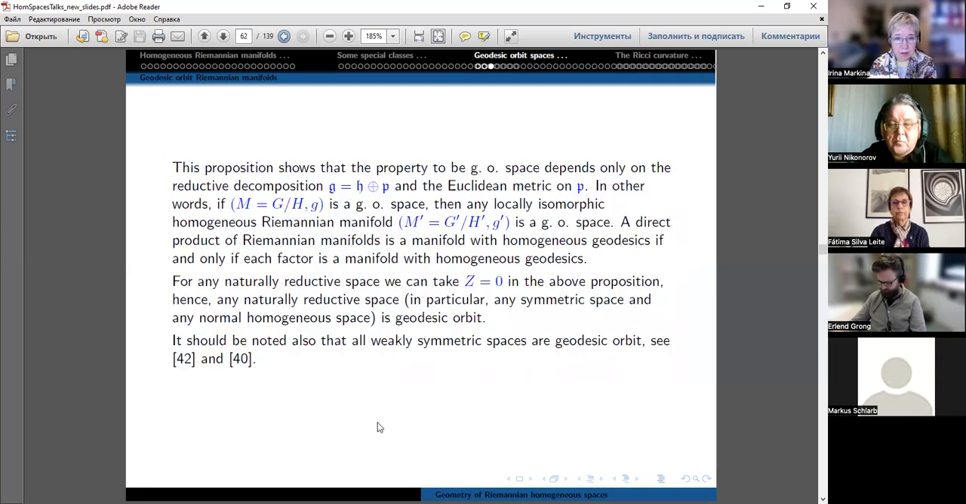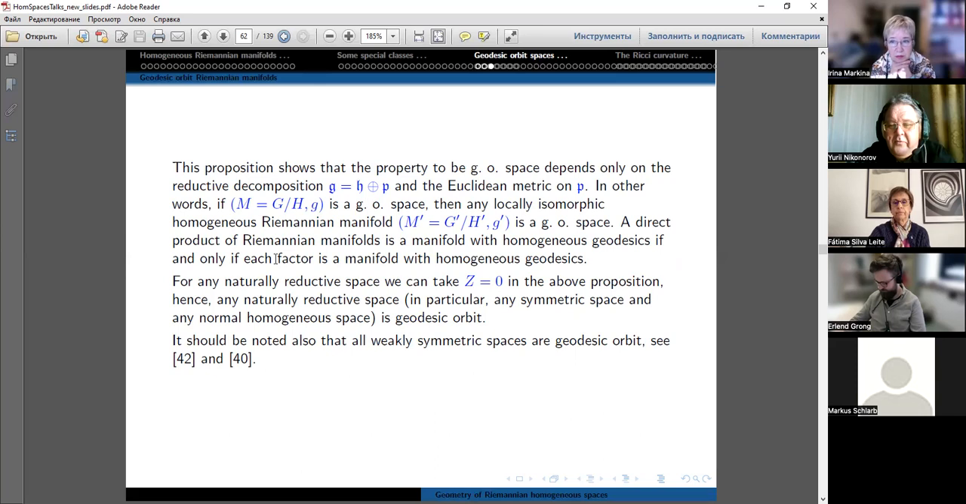Now, some obvious corollaries. This proposition shows that this property of being a geodesic orbit space depends only on the reductive decomposition and the Euclidean metric on P. In other words, if we have a geodesic orbit space, then any locally isomorphic homogeneous Riemannian manifold is also a geodesic orbit space, because we have the same property, the same equality for these spaces.